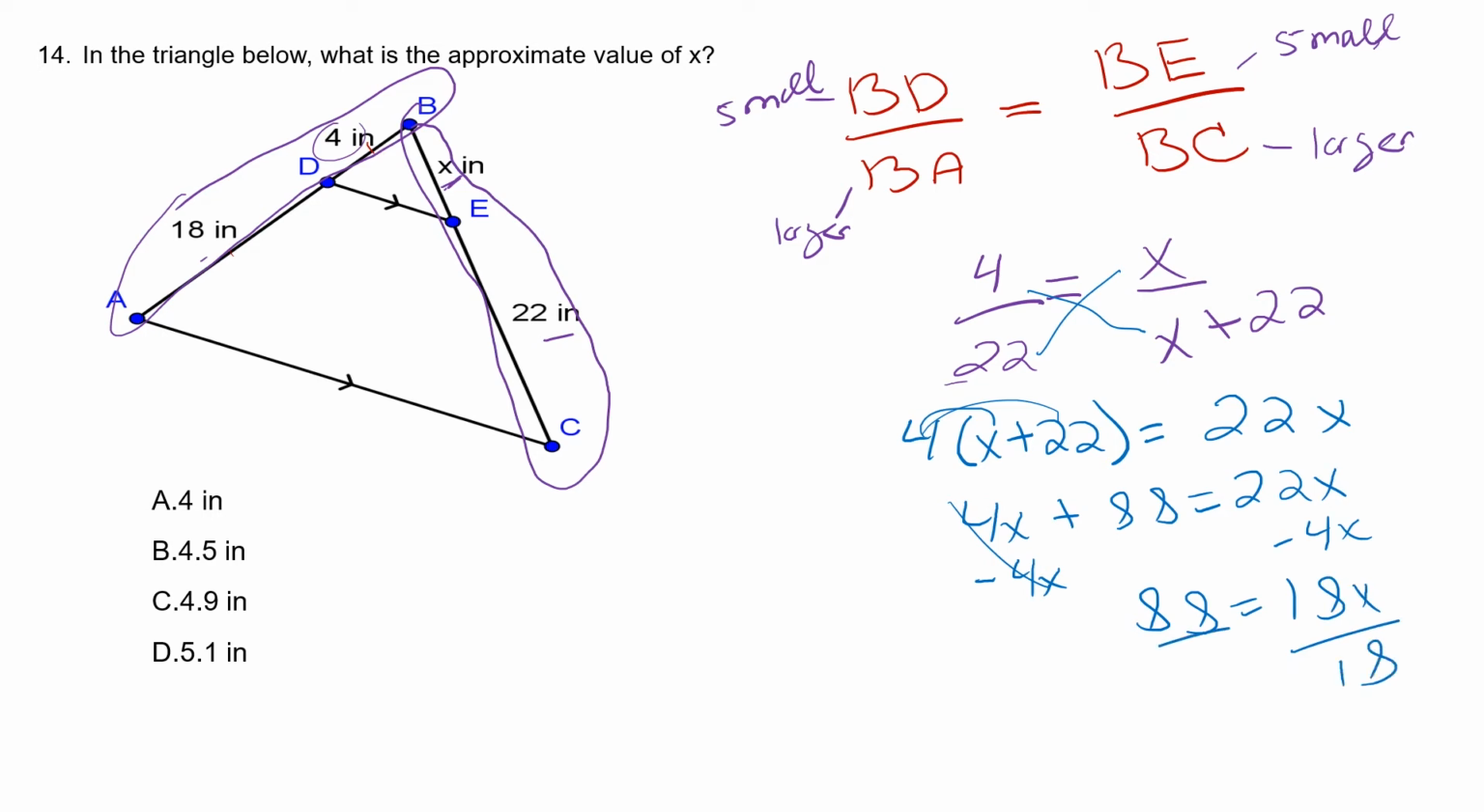So if you're noticing here, we use a lot of algebra in geometry. So 88 divided by 18 is approximately 4.9. All right, and that would be C.